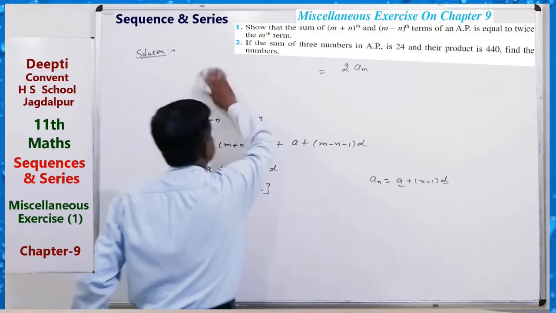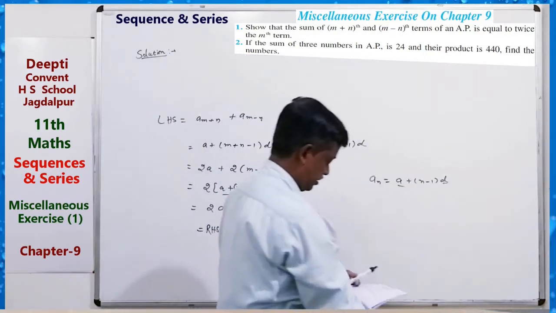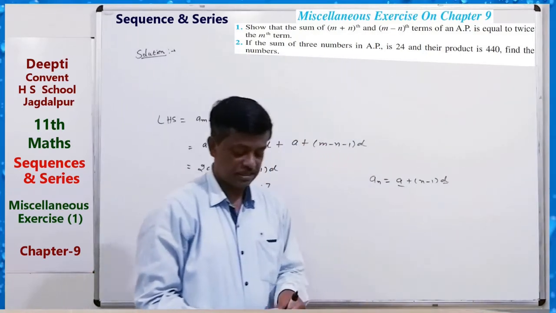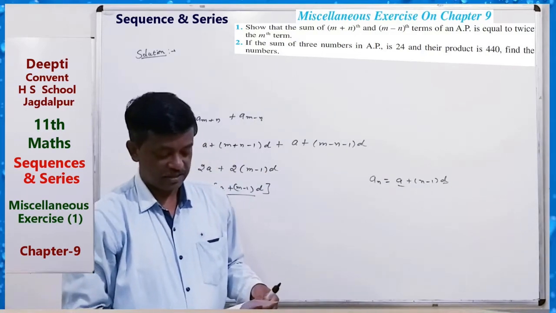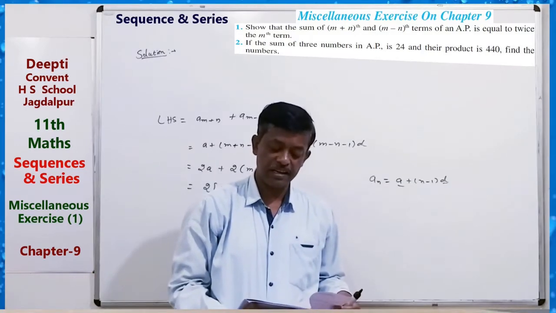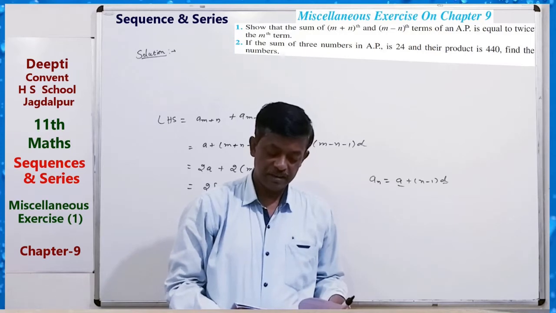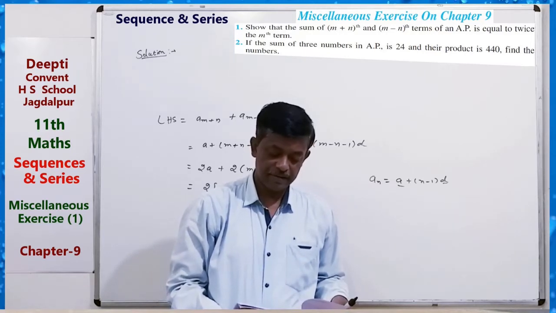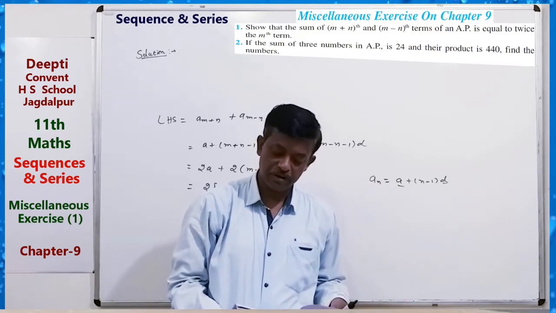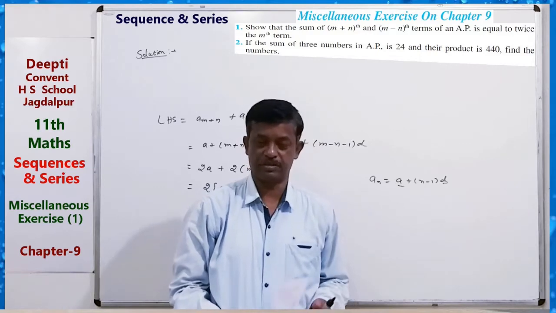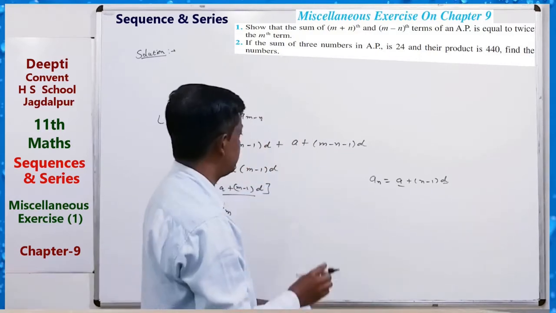Okay. Now second question. Second question is: the sum of 3 numbers in AP is 24, product 440. Find the numbers. 3 numbers are in AP.